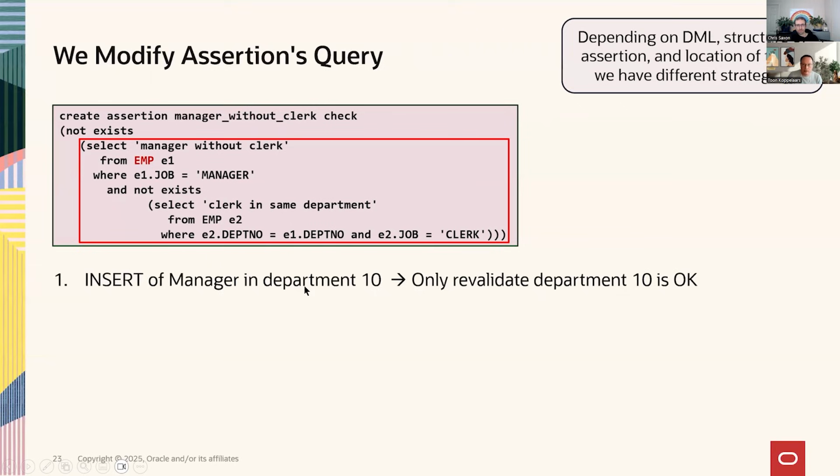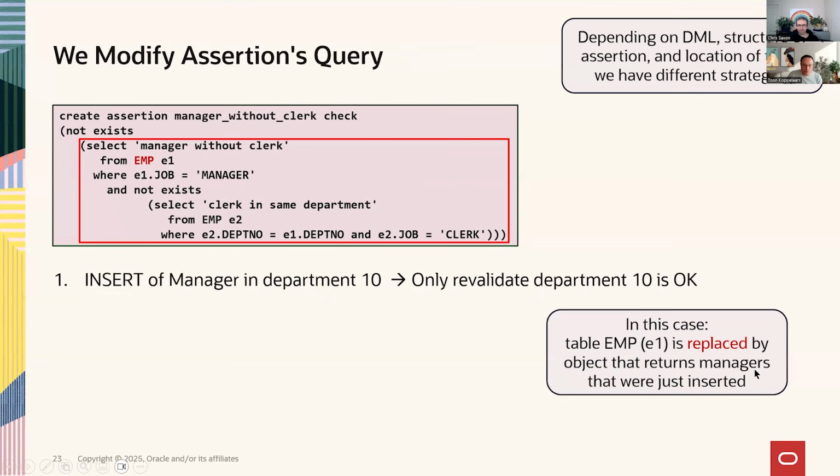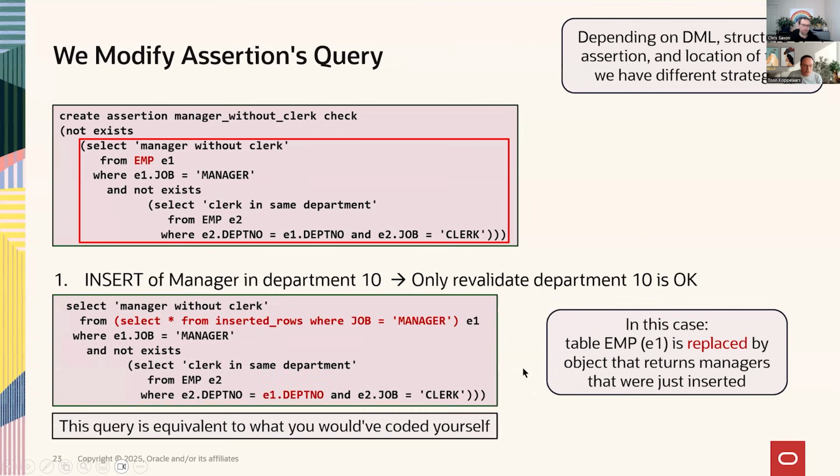What we're going to do is replace, I forgot to mention, inserting a manager in 10 means you touch this emp table. You do not touch this other emp table, because you're inserting a manager, and this is the emp table that's about the managers. This is the emp table that's about the clerks. So if you insert a manager, we're going to replace this emp table with an object that returns the rows that you just inserted, actually only the managers that you just inserted. Conceptually, this is what we're going to do.